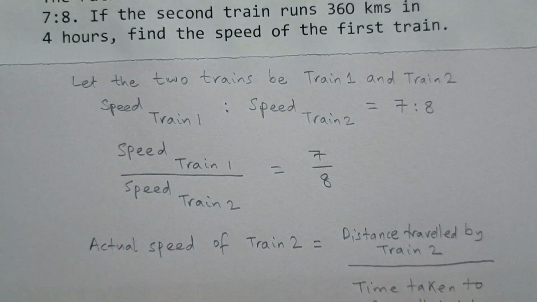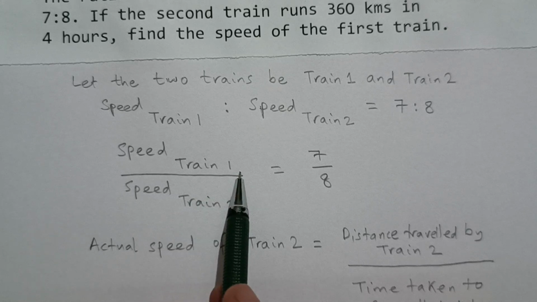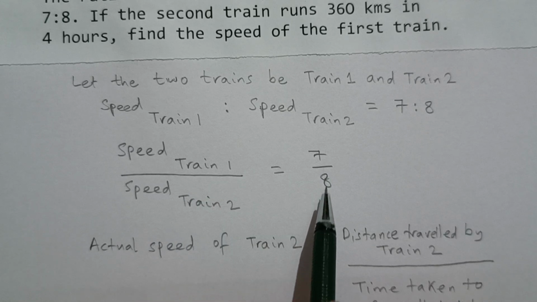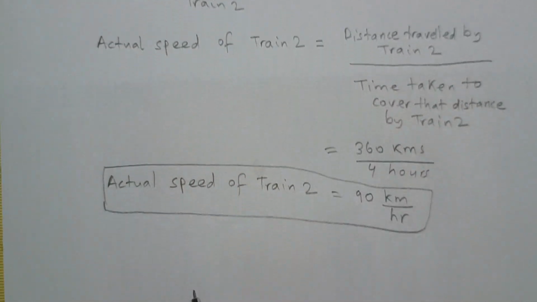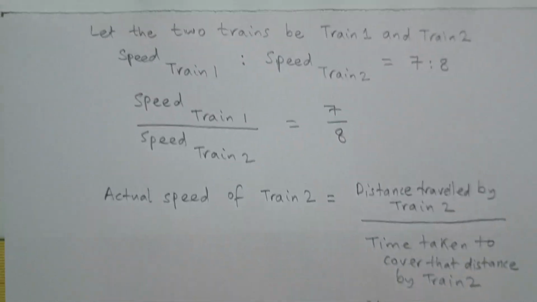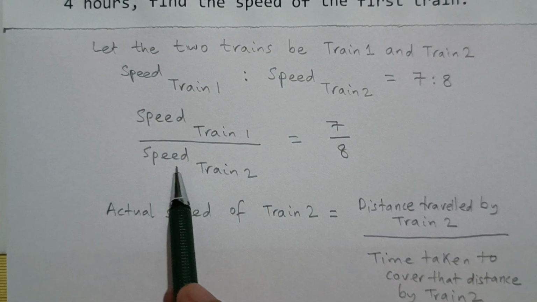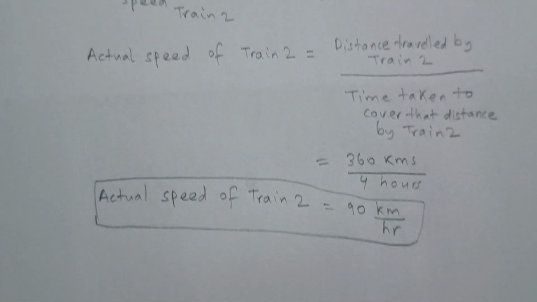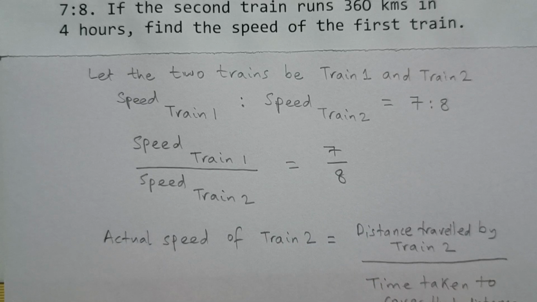And now let us go back to this information. Speed of train 1 to speed of train 2 is equal to 7:8. Now we have calculated the actual speed of train 2, which is 90 kilometers per hour. So that information I will substitute over here. We have just now calculated it.